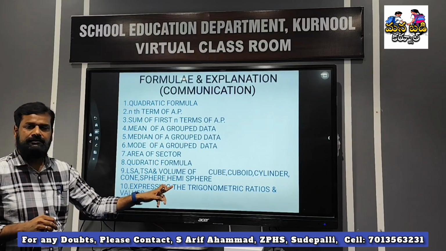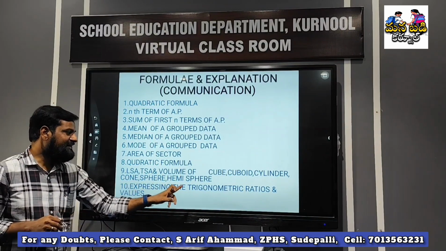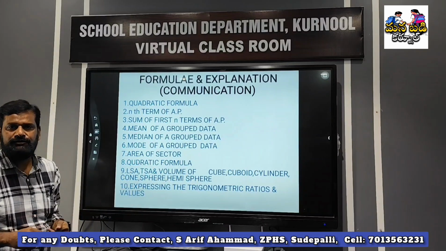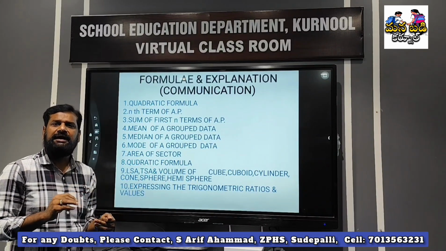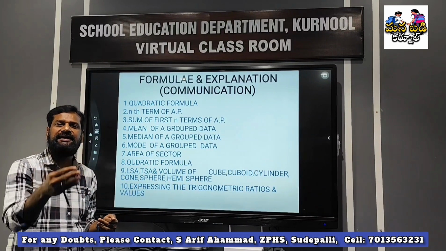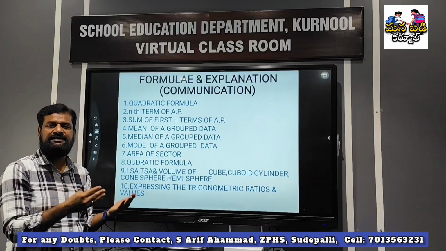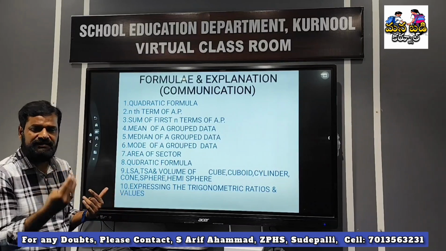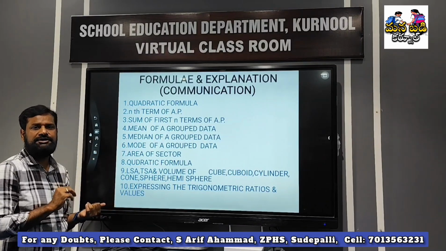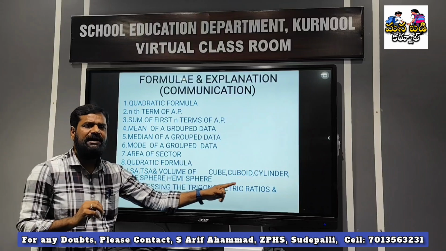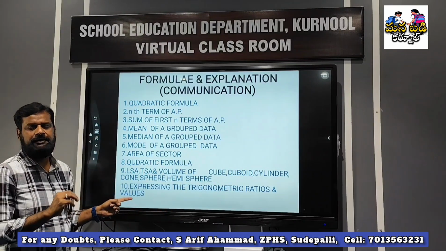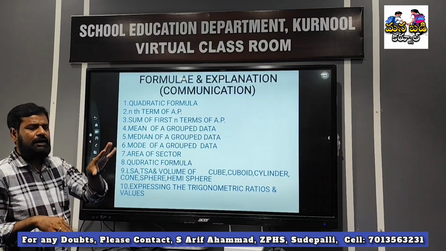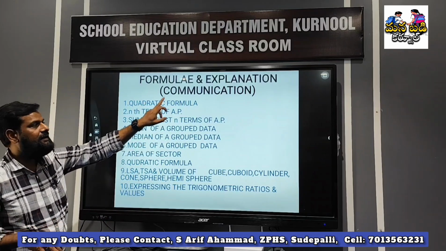Last one. Expressing the trigonometric ratios and their values. This type of questions: Express tan A in terms of sin A and cos A. Express cosecant A in terms of sin A and cos A. These also come under communication. Trigonometric ratio values also. Practice the table. So all these concepts will come under communication.